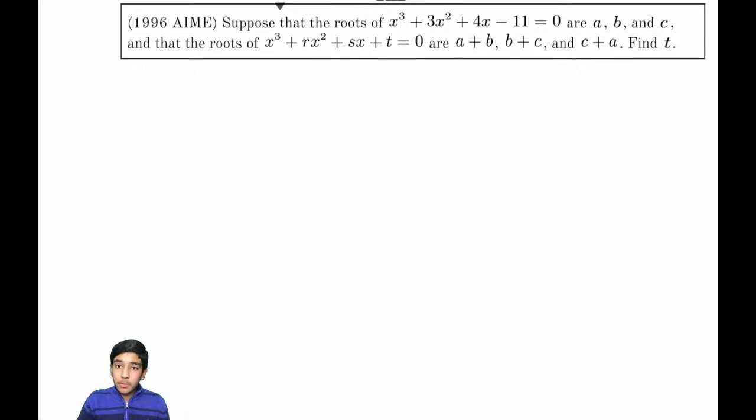Okay, so now let's begin with this problem. It might seem a little bit scary at first, but it's actually a really good solution, so you should definitely stay for that. Okay, so the roots are a, b, and c. And the roots of this new cubic are a plus b, b plus c, and c plus a. We want to find t.